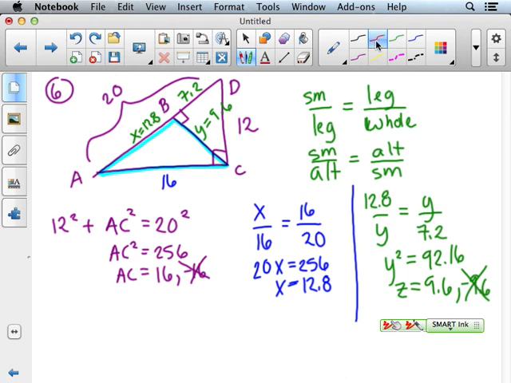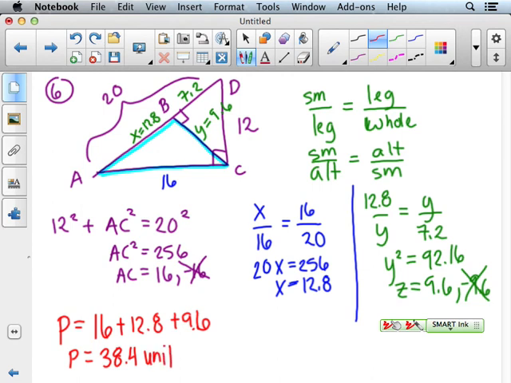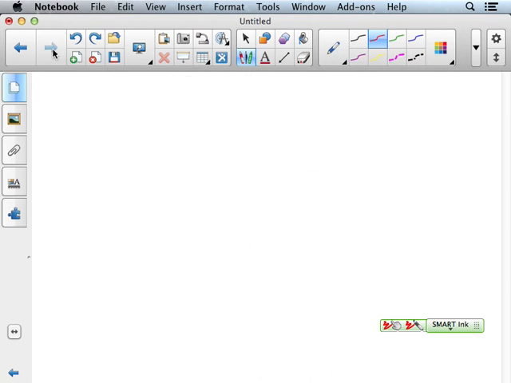So finally, our perimeter is 16 plus 12.8 plus 9.6. And so the perimeter is 38.4 units. Done. And I'm going to stop here, and I'm going to start a new video for the second part.